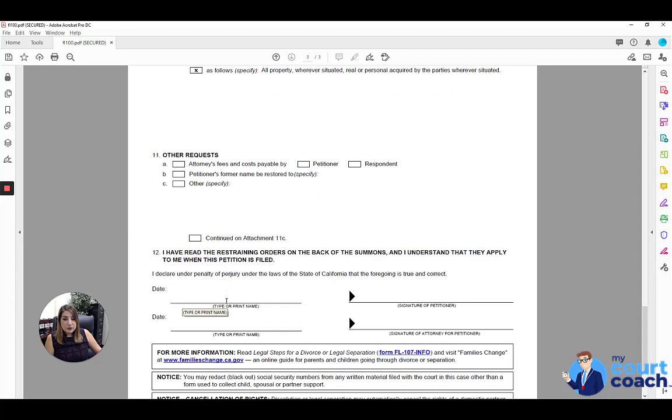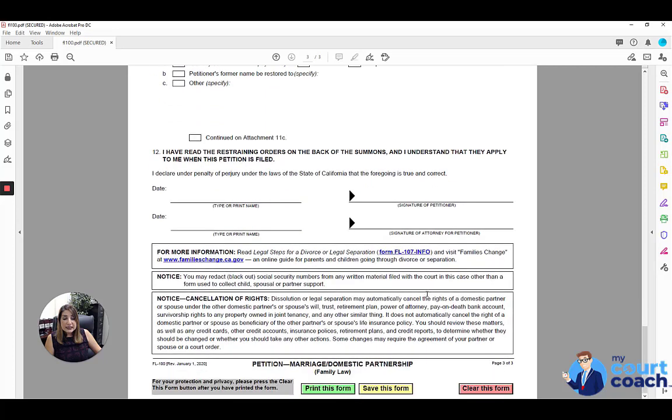Finally, you're going to write your name here and sign and date this form, and it is ready to be filed.